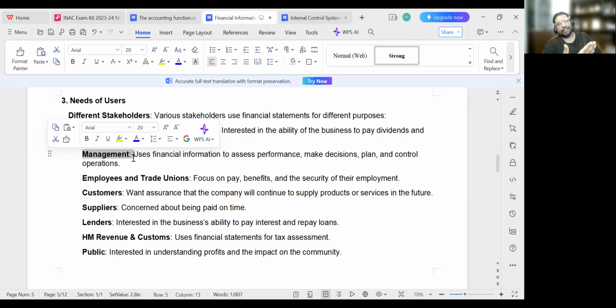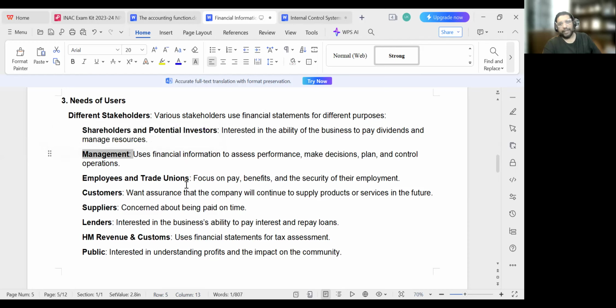Right? They would be looking at their liabilities and everything. So for decision making, management needs the financial information. So management is another user of the financial statements.